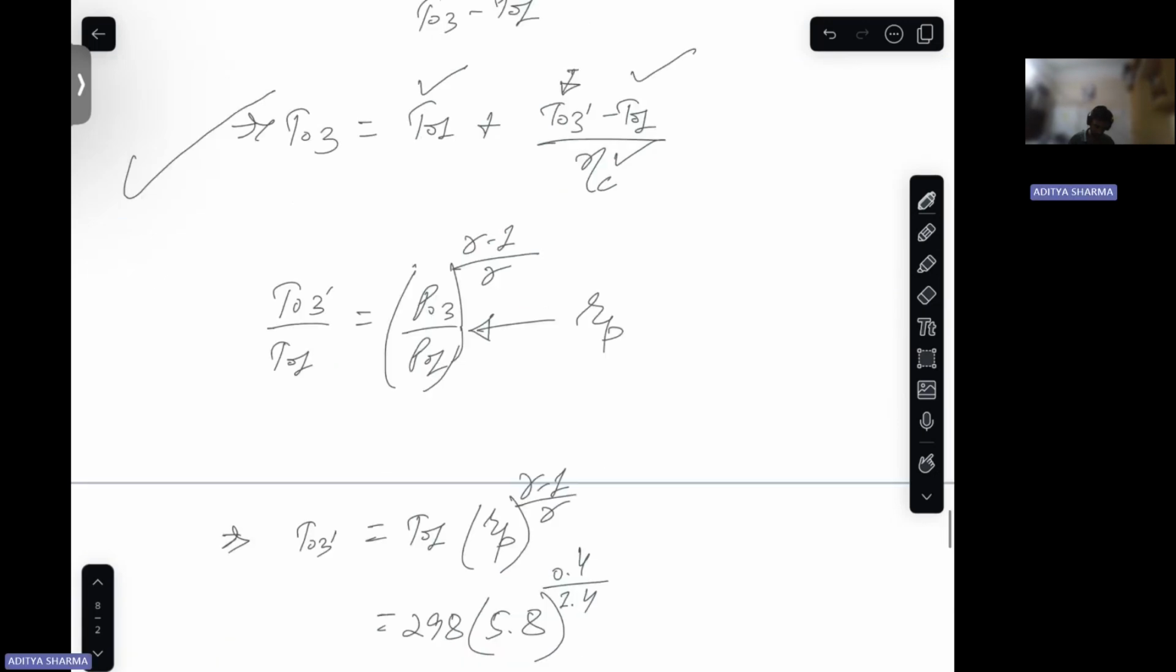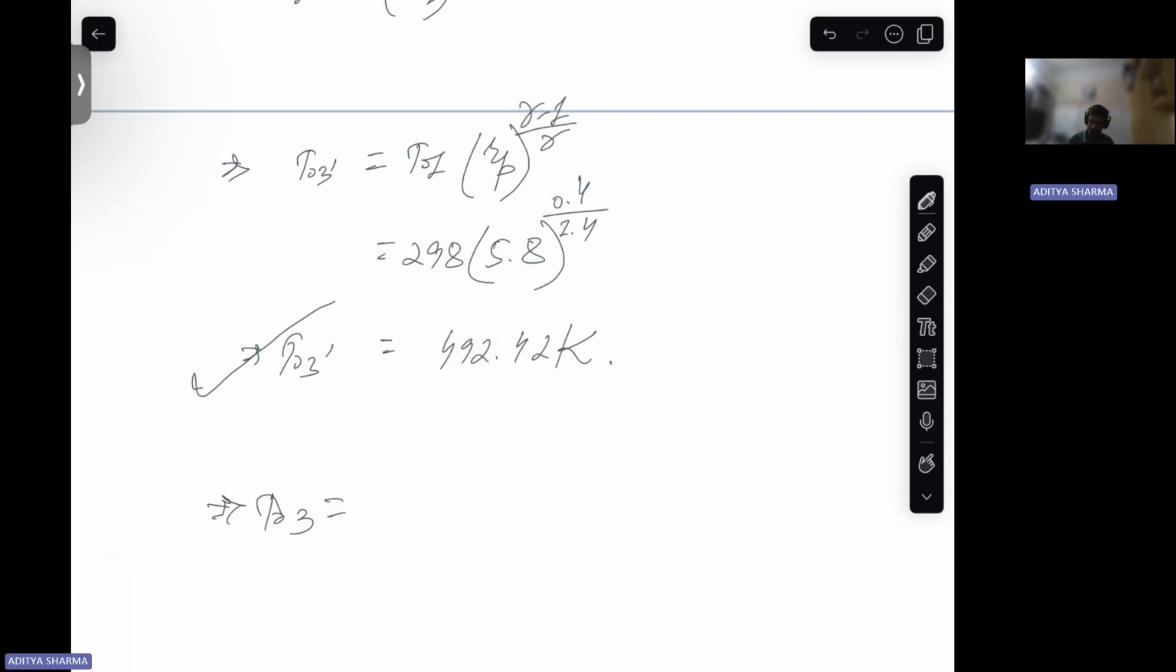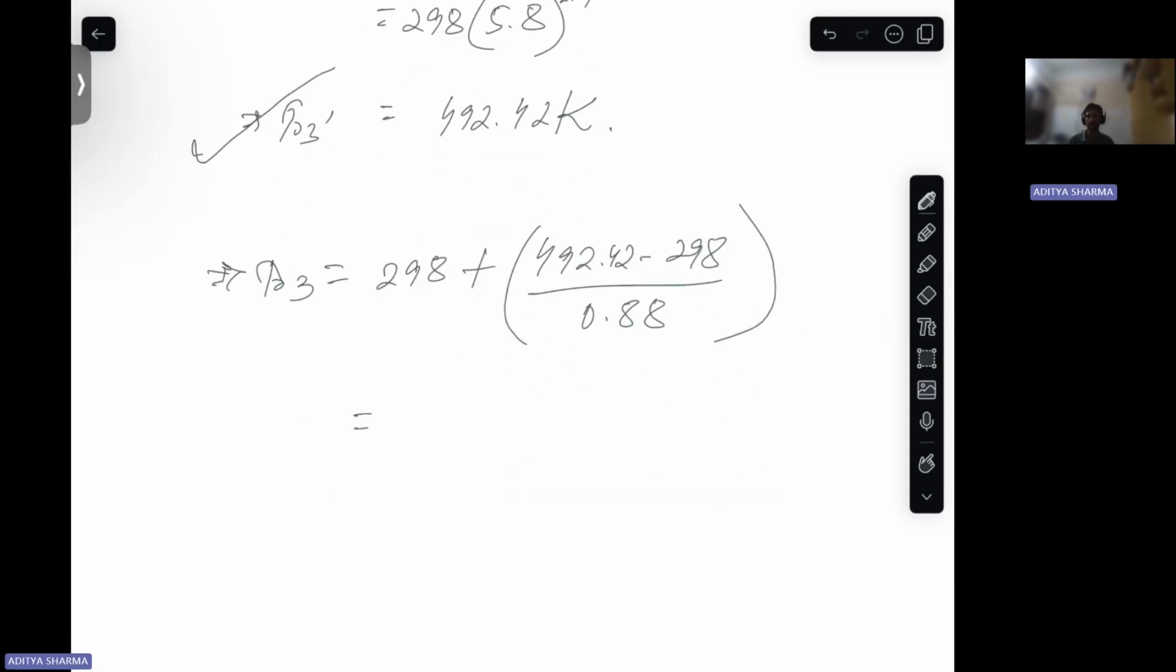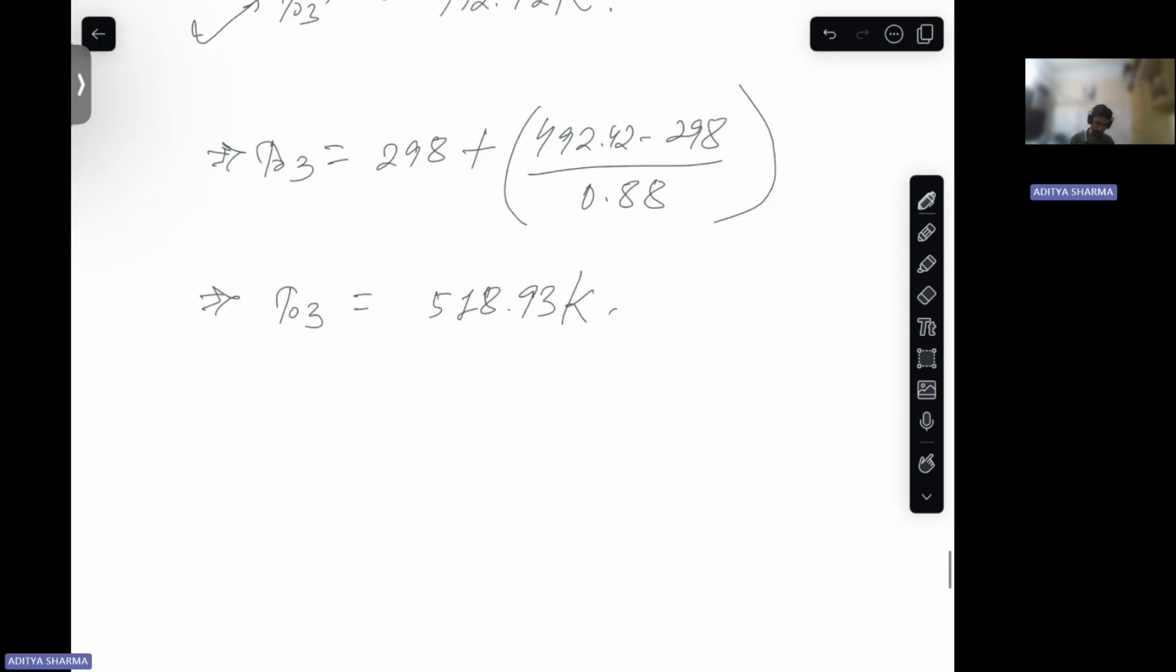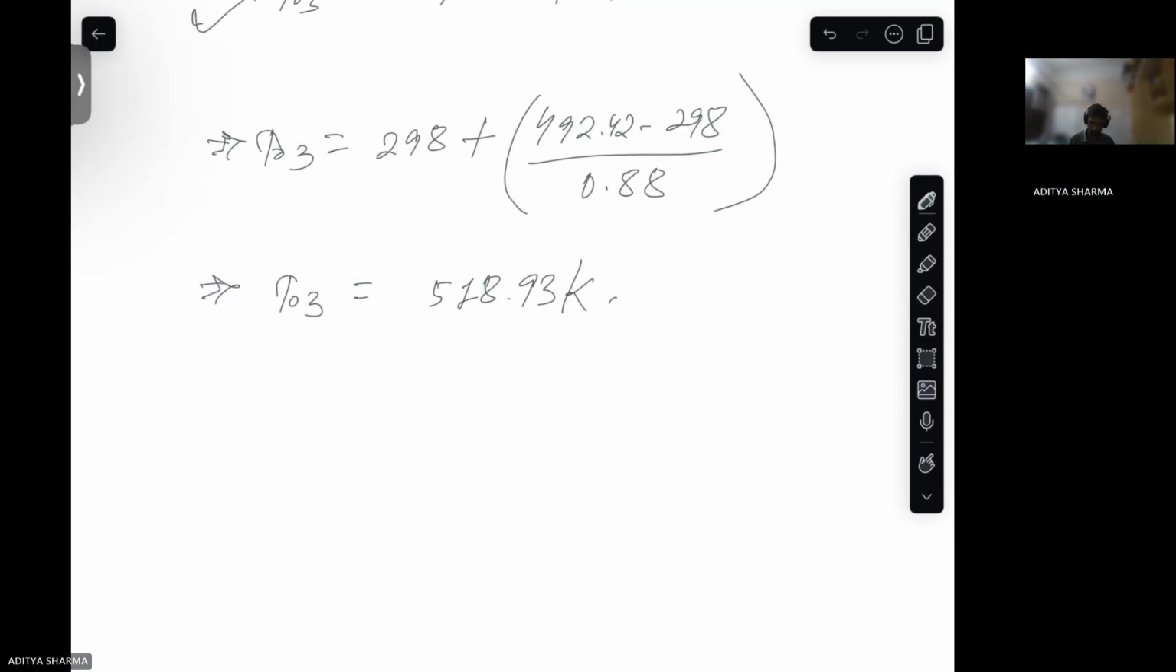So we can use this T naught 3 dash here. T naught 3 becomes 298 plus 492.42 minus 298 divided by the isentropic efficiency for your compressor. Now if you calculate this, this will come out to be 518.93 Kelvin. So T naught 3 is this. Now why are we calculating T naught 3? Because we want this work done or power or rate of work done basically.